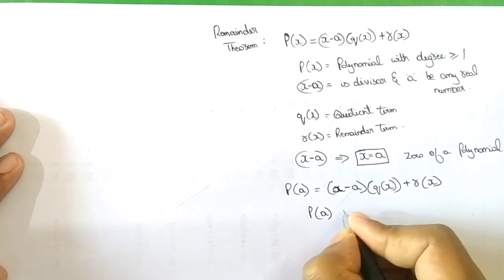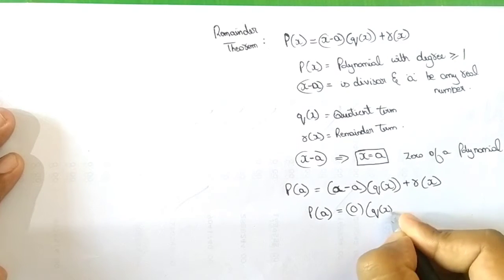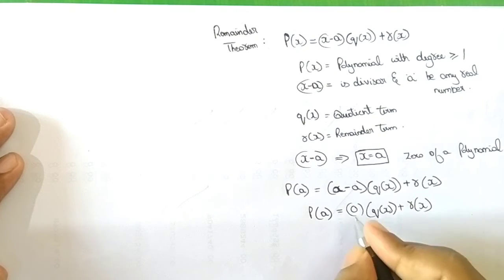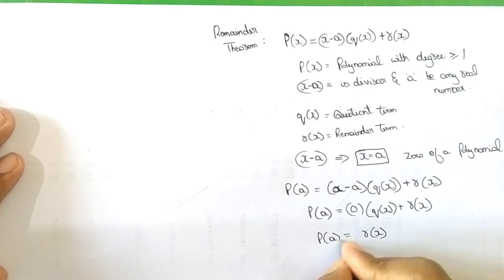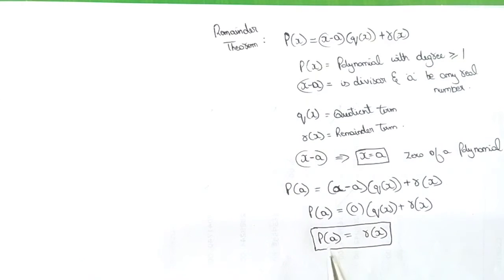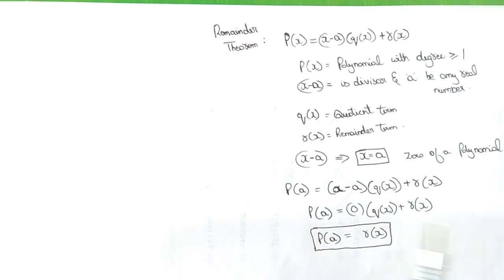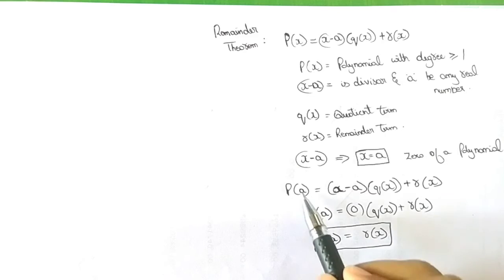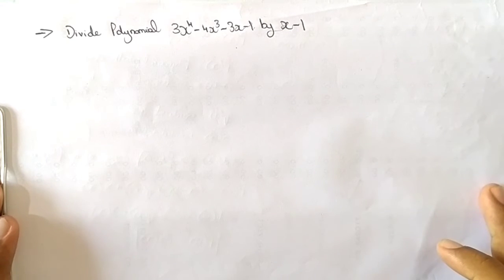Now p of a equals a minus a, 0, into quotient plus r of x. You know 0 into anything is 0, and r of x is your RHS and p of a is your LHS. I am telling you again and again, if you substitute the 0 of the divisor polynomial in the place of x in the given dividend, you will get the RHS as the remainder. Now we came to the exercise part.